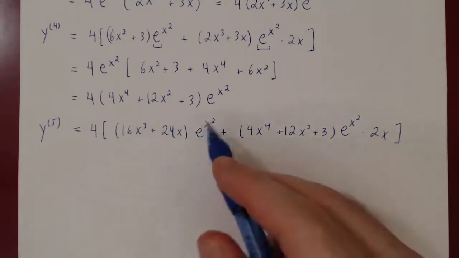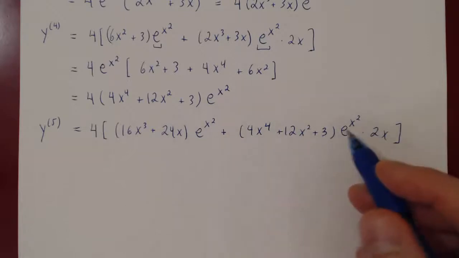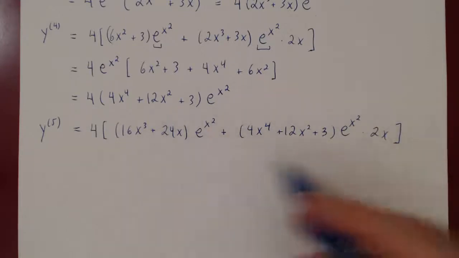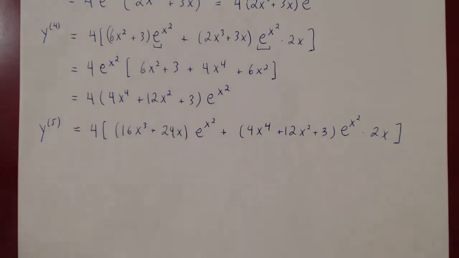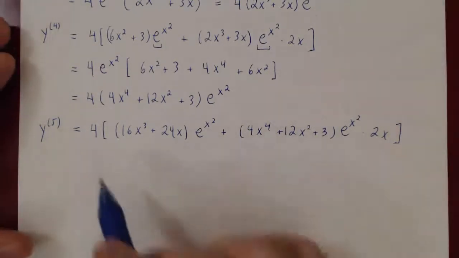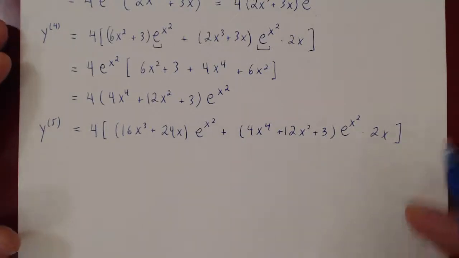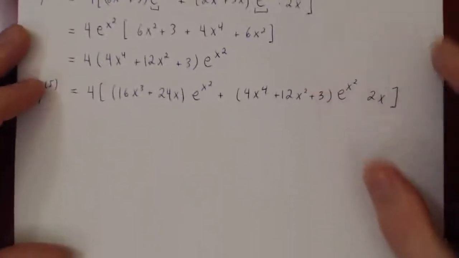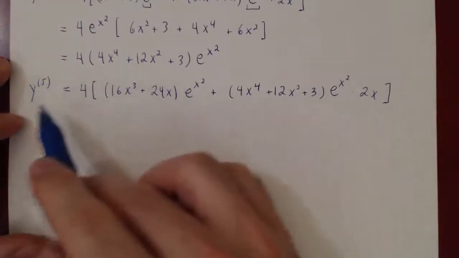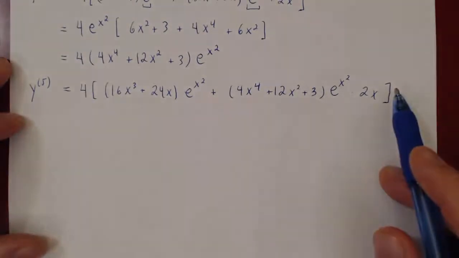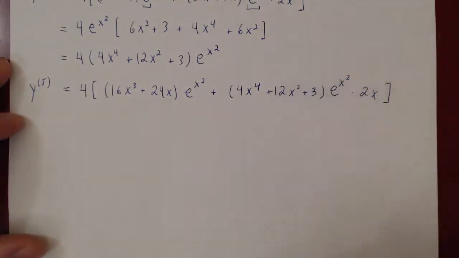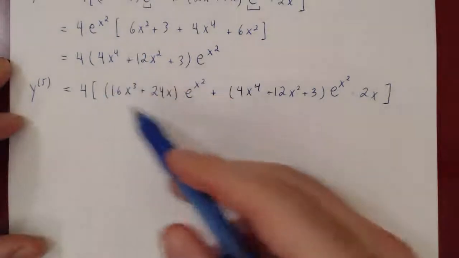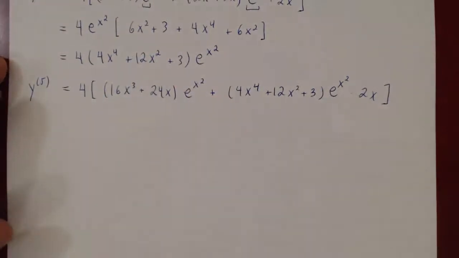We could simplify by factoring e to the x squared, and x from the two terms, and then combine. At this point, I'll leave this up to you. That's just algebraic simplification. And we now have found the fifth derivative of the simple looking function e to the x squared. And you see that depending on the function, the higher derivatives can be quite complicated. As we keep differentiating e to the x squared, the derivative will get more and more complicated.